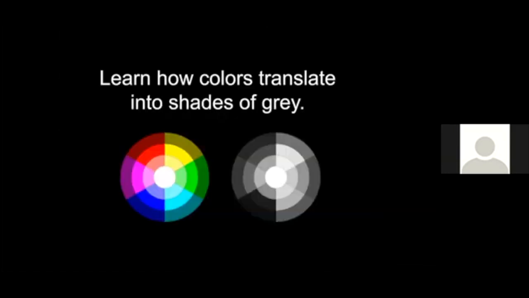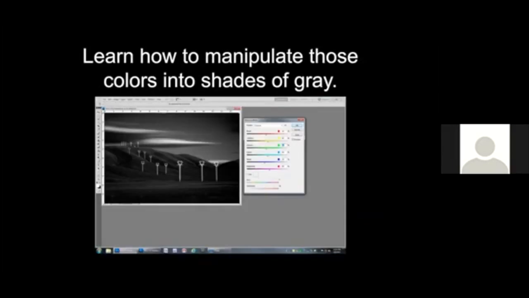Next, learn how colors translate into shades of gray. Because really, black and white's all about the contrast. And more importantly, learn how to manipulate those colors into different shades of gray. And later I'll show you how to do that in Photoshop. And then think in terms of shapes, contrast, and composition, because with black and white, there's nothing to hide behind. It's a bare image. And if you don't have a great image, a great composition, it's very readily apparent.